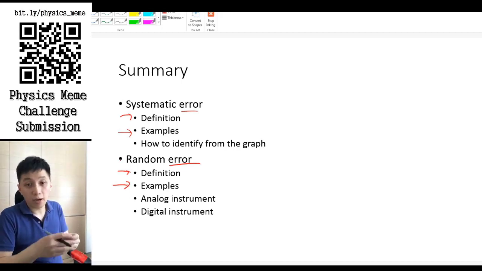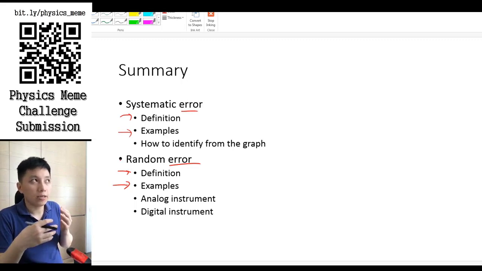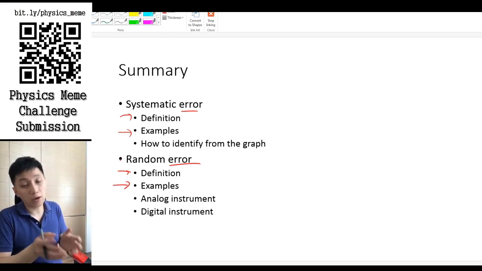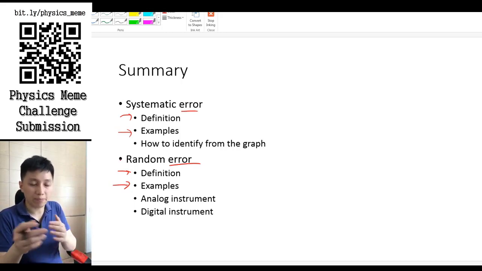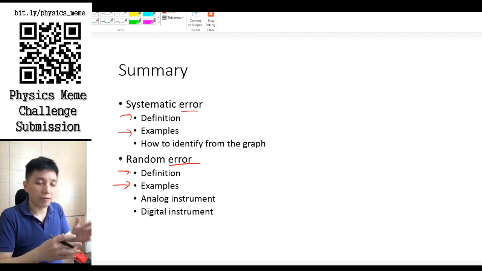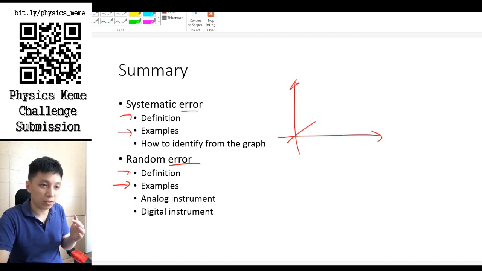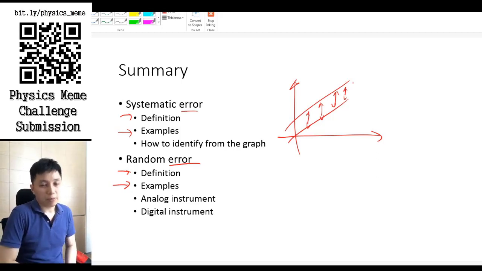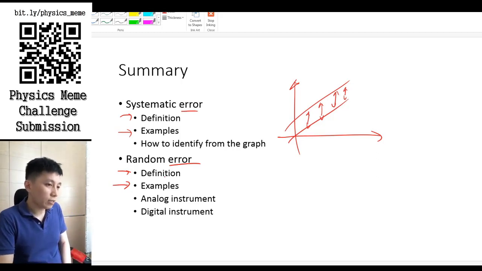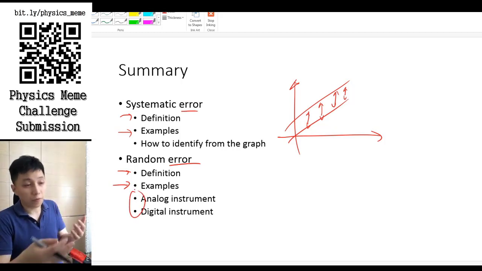For systematic error, we discuss how we can identify it from the graph. This is given that you have the framework, the theoretical formula or equations, so that you can compare your experimental data with the theoretical data. If you find there's a consistent difference, like the picture that we drew, then you can probably think there might be some sort of systematic error. For random error, we talk about how we would handle both analog and digital instruments.